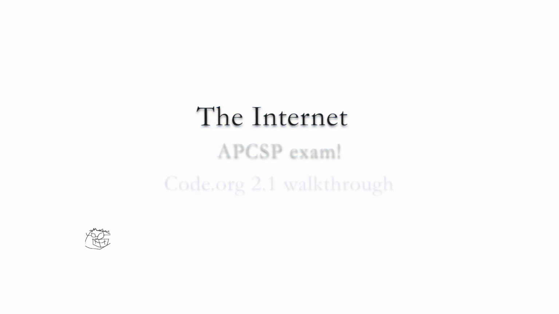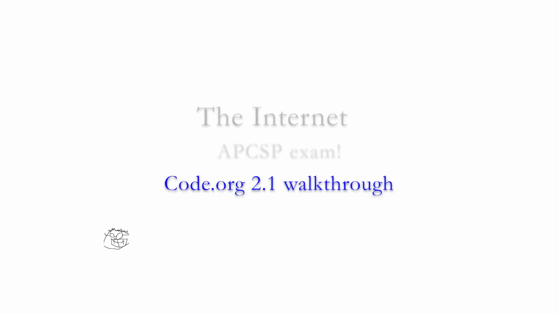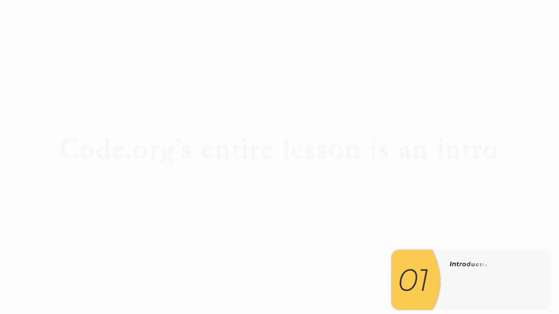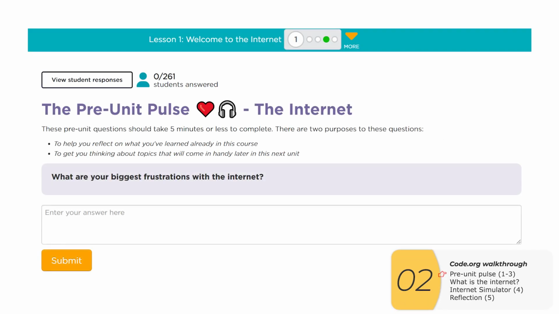Hello everybody, in this video we're going to introduce the internet for the APCSP exam by going through code.org's section 2.1. Alright, let's get going. Unlike with the other videos that I have, I'm not going to do an introduction section because code.org's entire activity is an introduction. Code.org's materials start with three questions.